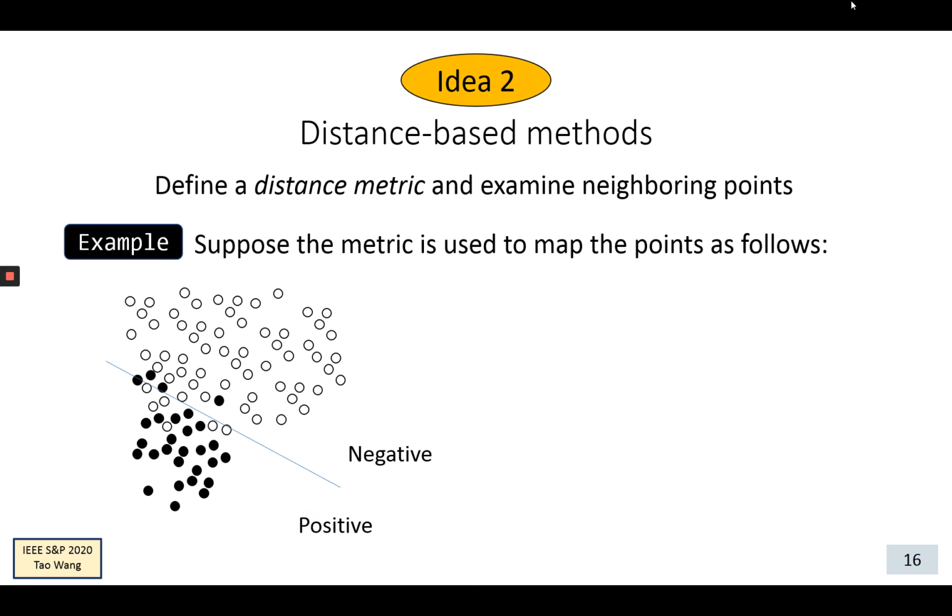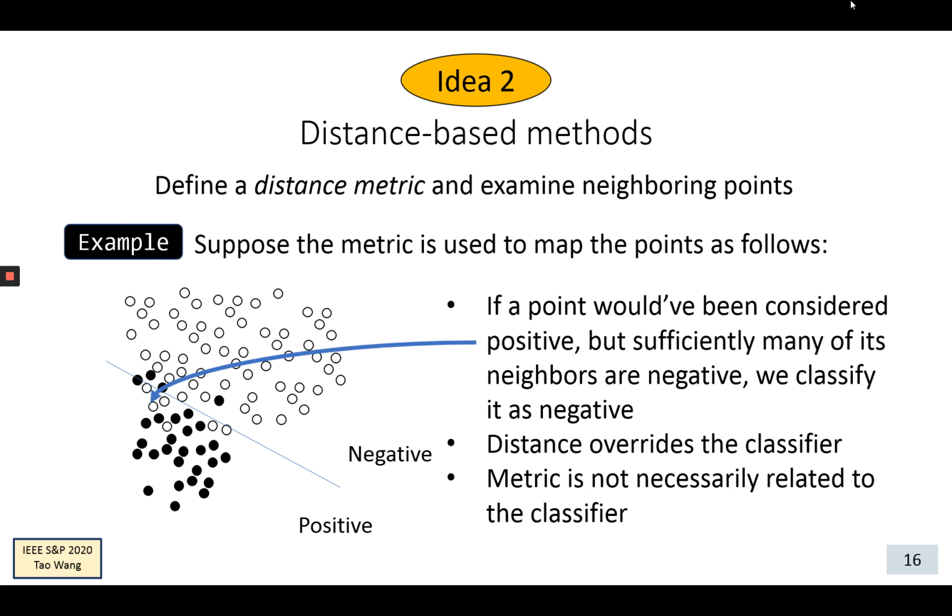The second idea is distance-based methods. Let's define a distance metric, and we plot all the points. Let's say here we've already plotted all the points based on that distance metric, although it doesn't have to be Euclidean. If a point would have been considered positive by the classifier, but many of its neighbors by the distance metric are negative, then we still say it's going to be negative. In this case, the distance would override the classifier for a positive classification.